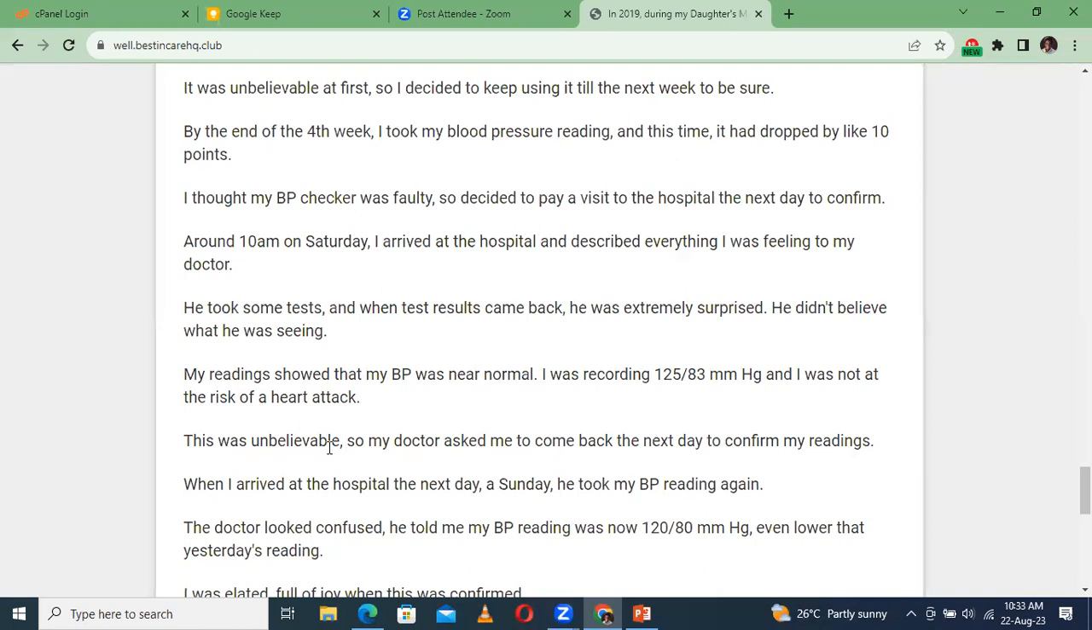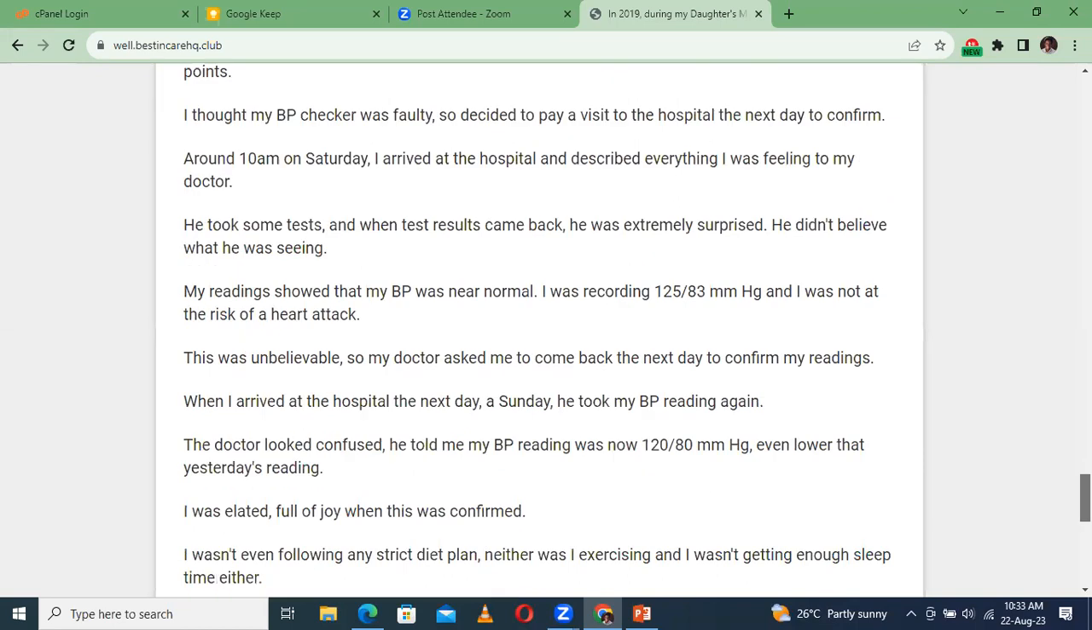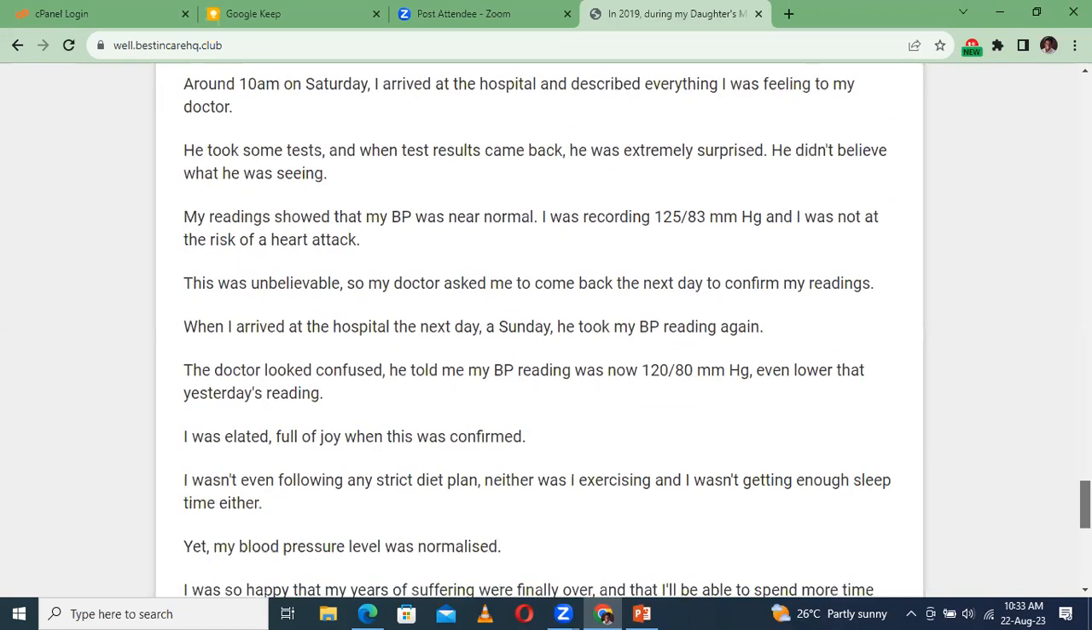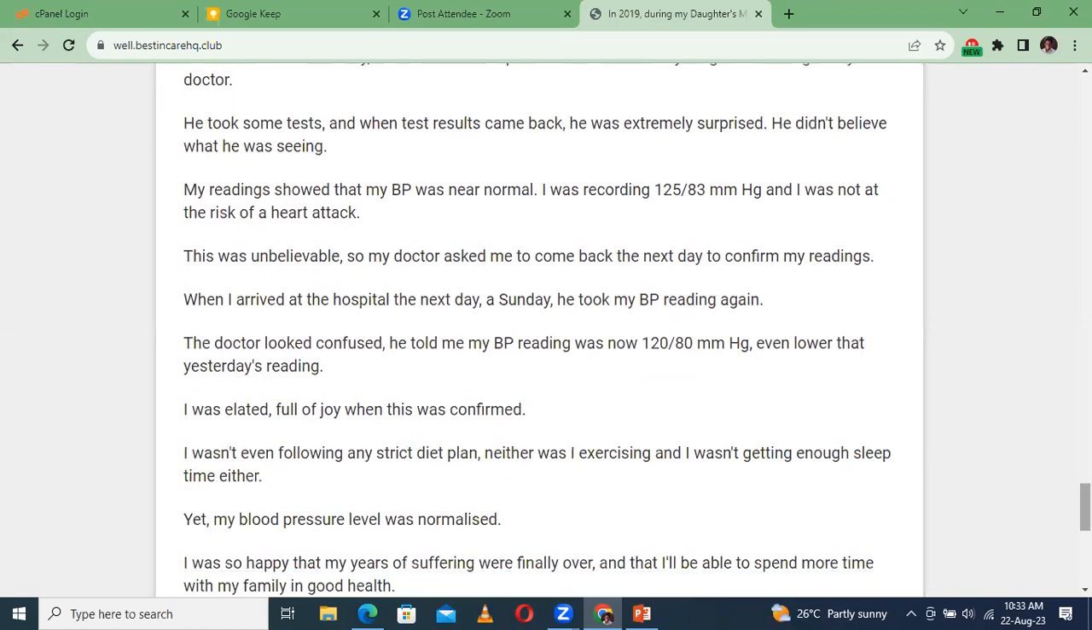And I was not at risk of a heart attack. This was unbelievable. So my doctor asked me to come back the next day to confirm my readings. When I arrived at the hospital the next day, a Saturday, he took my BP readings again. The doctor looked confused. He told me my BP reading was now 120/80 mmHg, even lower than yesterday's reading.